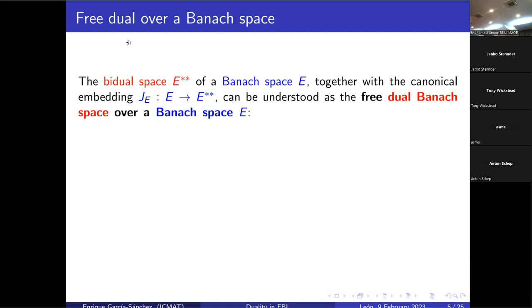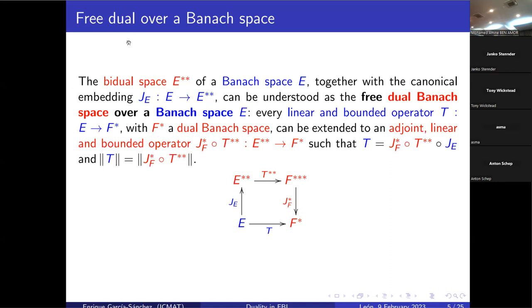So in this setting, given a Banach space E, its bidual together with the canonical inclusion, I will always denote it like this, the canonical inclusion of a space into its bidual, can be seen as a free dual Banach space by doing this construction. Okay, so we start with an operator from our Banach space E into any dual Banach space F star, and we take the double adjoint of this one. Okay, so we go to the respective biduals. And then, since F star is a dual, we can consider the adjoint operator of the canonical inclusion of its predual, J_F. So its adjoint becomes a quotient from the bidual of F star into F star.